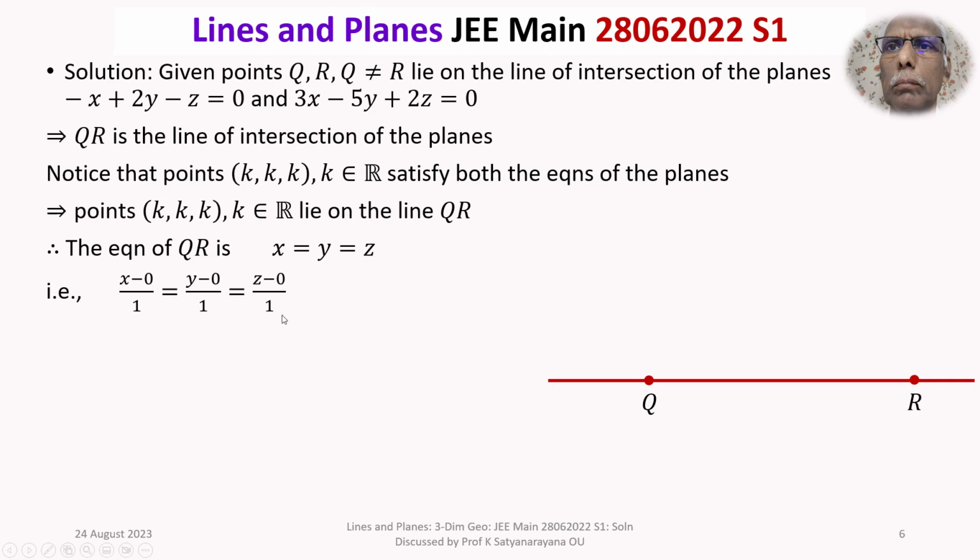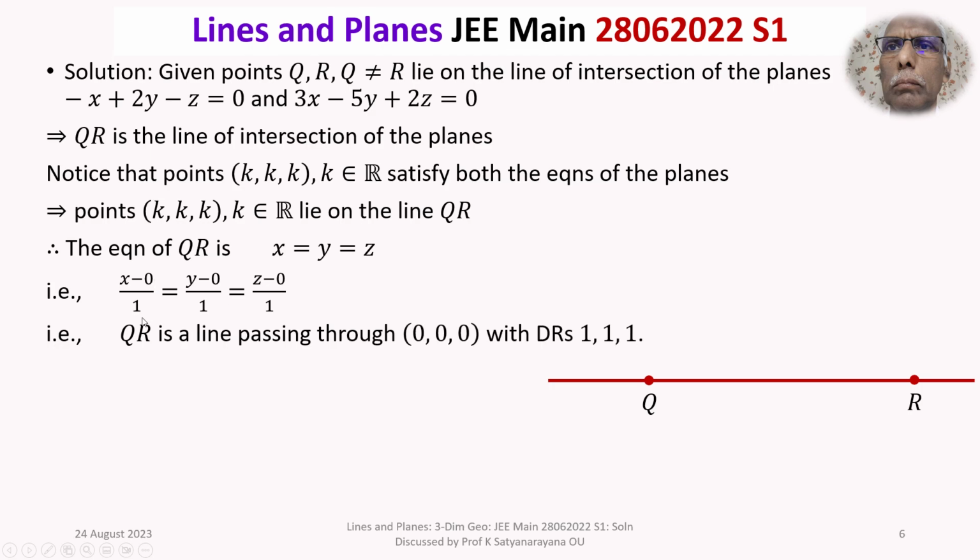We view it like this. What is this? It is the symmetric form of a straight line passing through the origin 0, 0, 0 with direction ratios 1, 1, 1. That's right. Now, we are given a point P whose coordinates are 1, minus 2, 3, and PQ is equal to PR is equal to the square root of 18. That means the distance between P and Q is equal to the distance between P and R is equal to root 18.